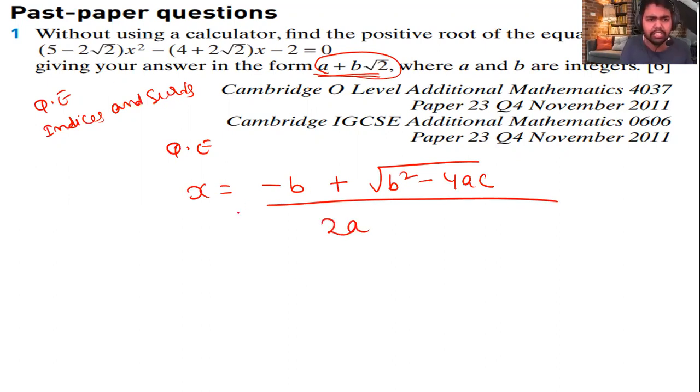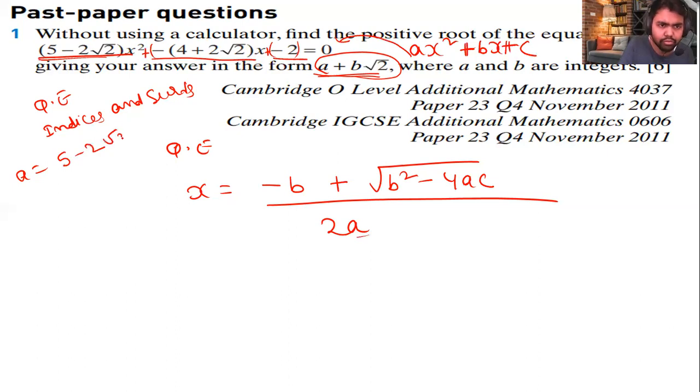If you see the equation, this is my a, this whole thing is my b, and this thing is my c. The standard form of any quadratic equation is ax square plus bx plus c. So we should have a positive sign here and a positive sign here to make it in standard form. Comparing with the standard form, the value of a which we are going to use in this formula is 5 minus 2 root 2.